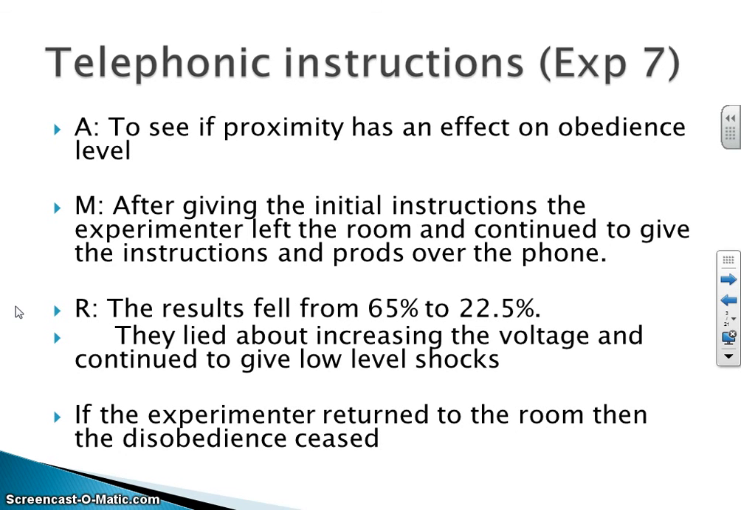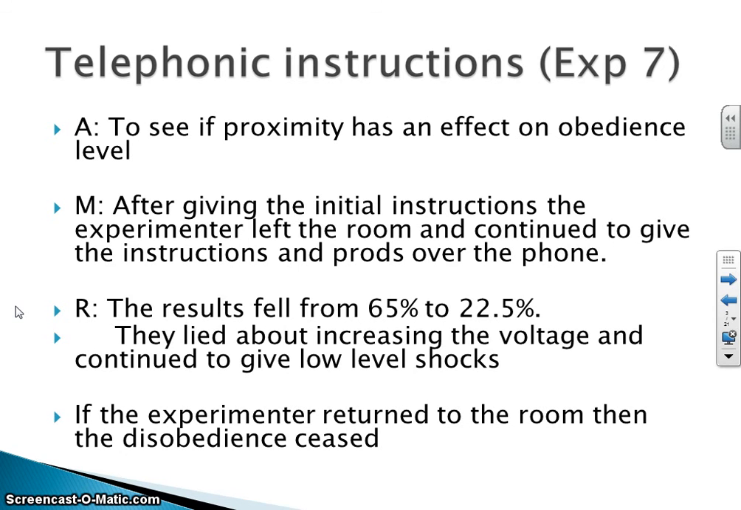The results fell from 65% of people getting to 450 volts to only 22.5%. What they also saw in the results were that people lied about the shocks that they were giving. They said that they'd given the 300 volt shock when really they'd stopped at 200 and hadn't given any shocks higher since then. If the experimenter returned to the room, then the disobedience decreased. The disobedience ceased, and they started being obedient as if they had been in the original experiment.